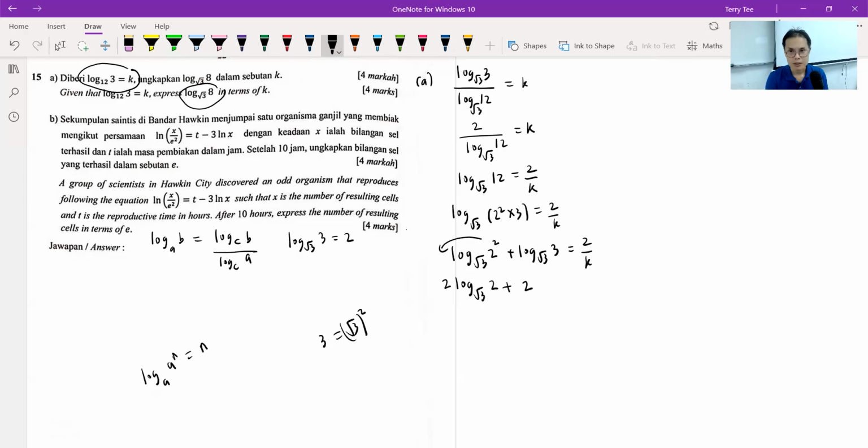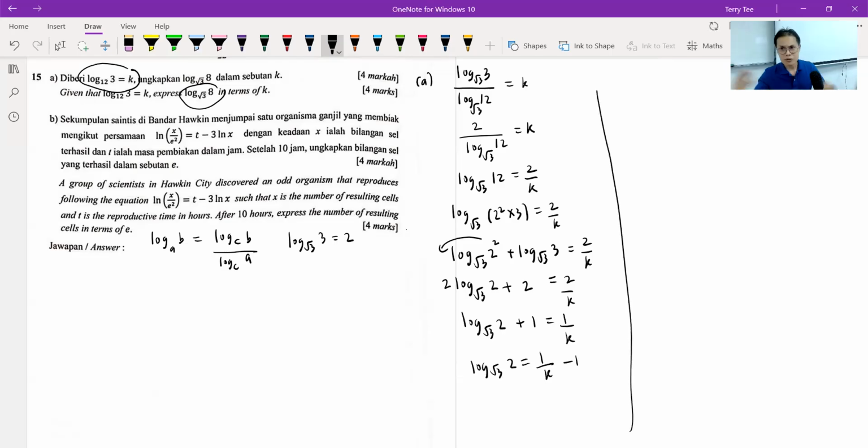Right? I hope you know log a power n is just n. Now, some people may say, oh, can I change this to square root 3? The power 2 I bring in front and I say this is 2. Yeah, you can. It's the same thing, okay? So now this is 2 over k. So let's divide everything by 2. Well, this is getting very long. You get 1 over k. So my log base square root 3 of 2 is 1 over k minus 1.